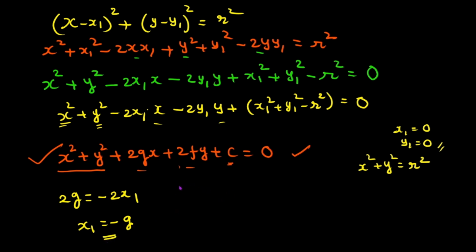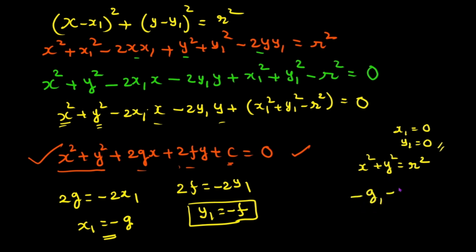Similarly, if we compare the y coefficients here, 2f is equal to minus 2y1, then y1 equals minus f here, okay? So if you write any equation in this format, then minus g comma minus f is the center of the circle. Easy, right?